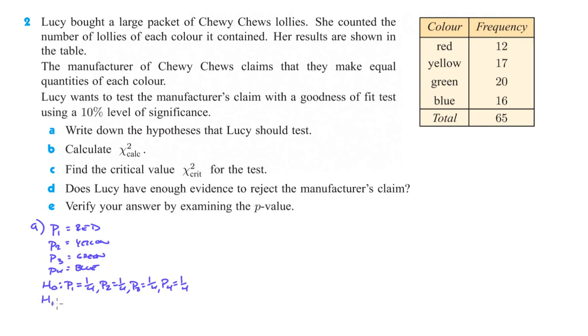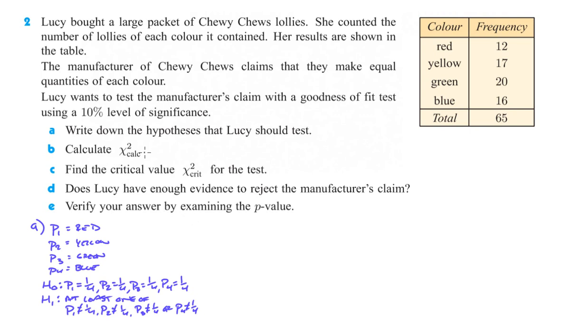And then, of course, our alternate hypothesis would be at least one of these: P1 will not equal a quarter, P2 will not equal a quarter, P3 will not equal a quarter, or P4 will not equal a quarter. Okay, so at least one of these should be true. Okay, so that's part A.